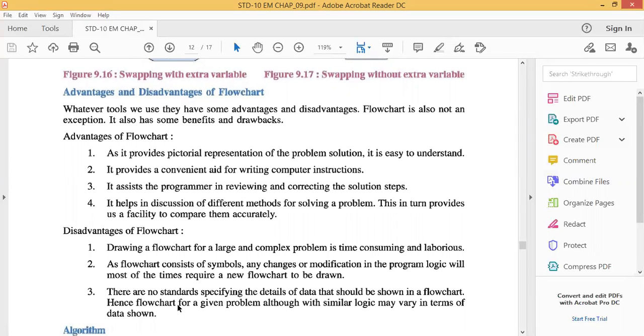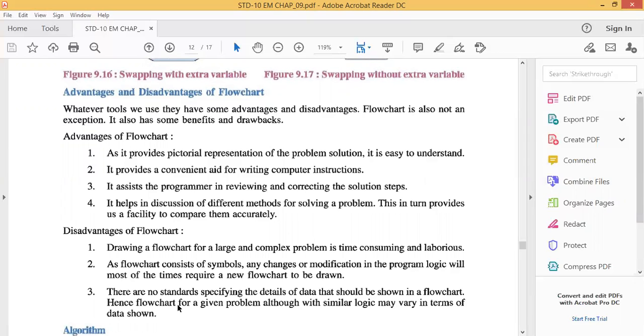As it provides a pictorial representation of the problem solution, it is easy to understand. Of course, any pictorial representation is easier than textual. It provides a convenient aid for writing computer instructions. Exactly. The instructions which we want to give the computer, it provides a convenient aid. Due to flowchart, we are able to understand.